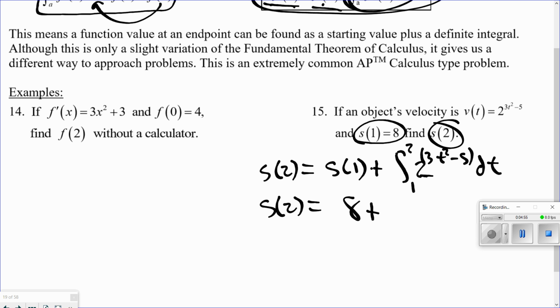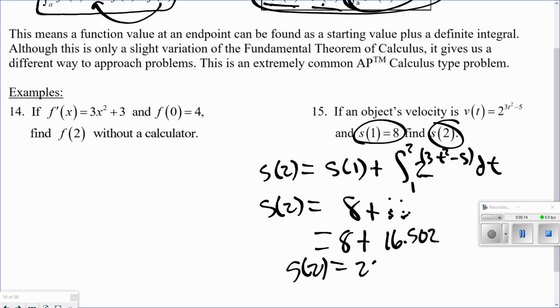When I did it, it came out to be 16.502. 8 plus that means s of 2 is equal to 24.502.